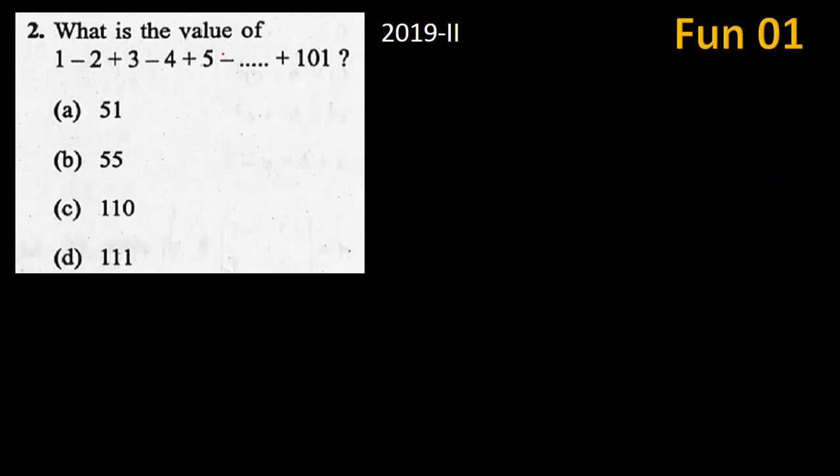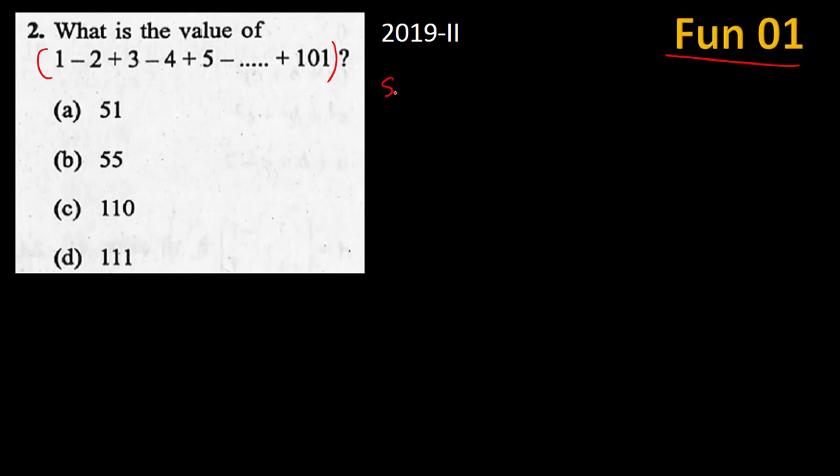The first question is, what is the value of 1 minus 2 plus 3 minus 4 plus 5 minus dot dot dot 101? I have covered this in the fun 01 class. There are two ways you can solve this question. One way is, if you observe very carefully, this whole series is the combination of two small series.